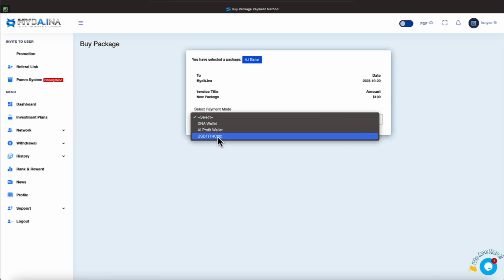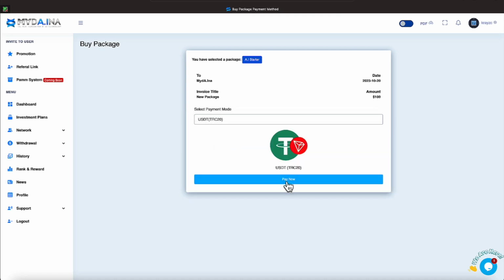There were three payment options. For me, I chose the USDT on the TRC20 network. You can see they have one called the DNA wallet, and then one called the AI profit wallet. Those two don't apply to me, so I jumped in on the USDT on the TRC20 and hit pay now. If I remember correctly, I scanned that from my phone, or either I copied and pasted it to this computer. That's kind of what I remember, but I do have that on a video in my playlist.